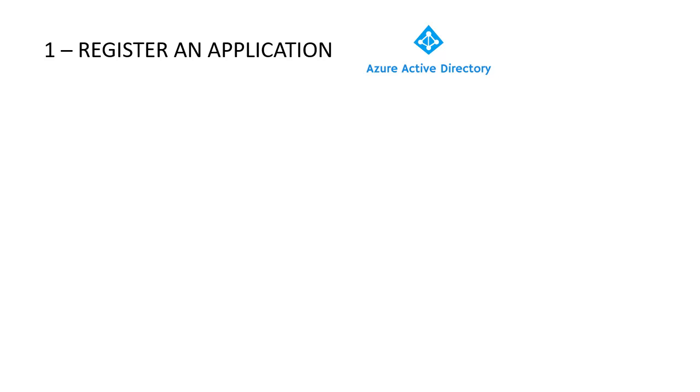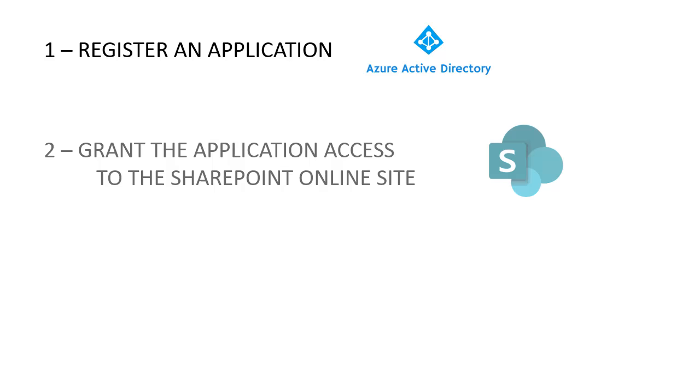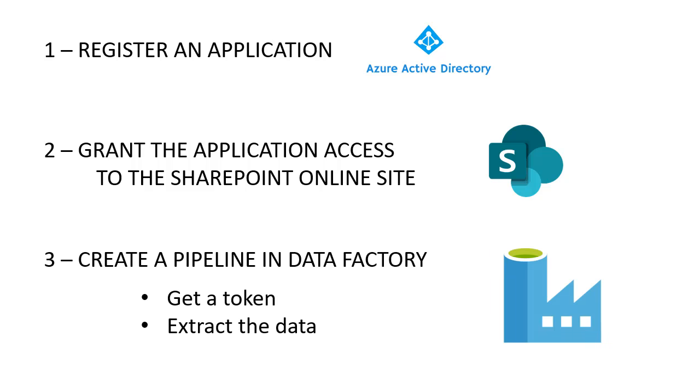The first thing that we need to do is to register an application in the Azure Active Directory to be used as a service account for our process. The second step will be to grant the application ID access to the SharePoint Online site. Once we have that, we are ready to move to step 3 and start creating the DataFactory pipeline. There, we will configure a web activity to get the token, and a second activity to copy the data from the SharePoint to the data lake.